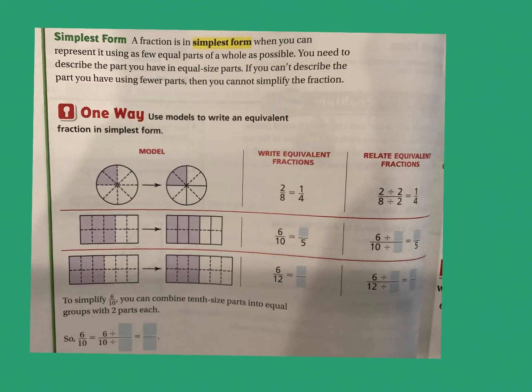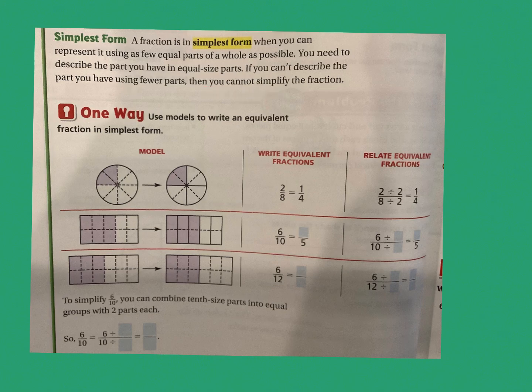So now that we've seen that unlock the question, let's get into what simplest form is. A fraction is in its simplest form when you can represent it using as few equal parts of a whole as possible. You need to describe the part you have in equal sized parts. If you can't describe the part you have using fewer parts, then you cannot simplify the fraction anymore.